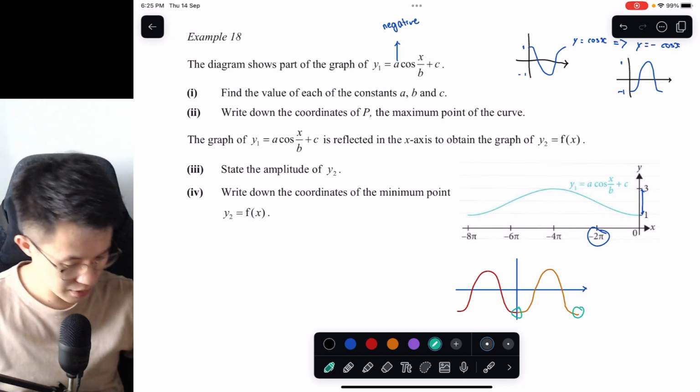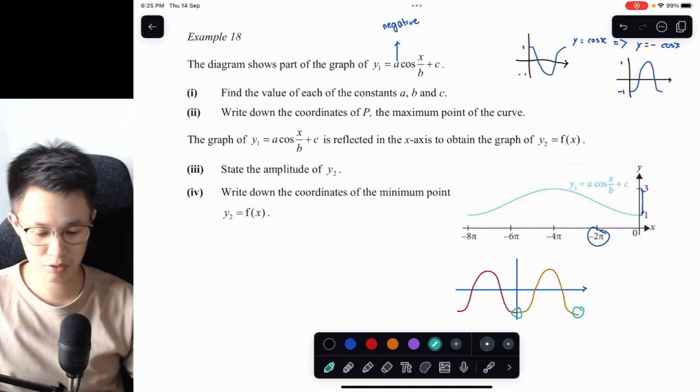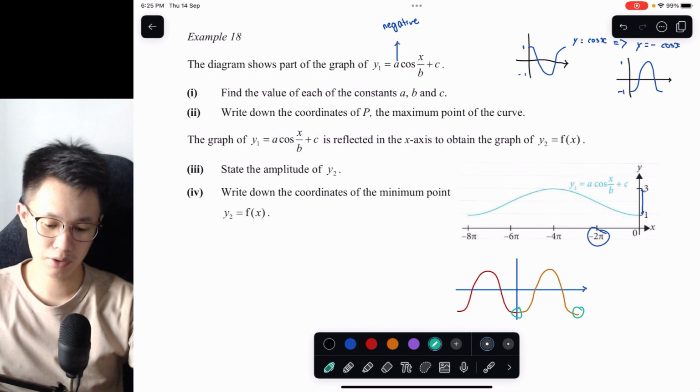So I'm not going to write the answers down for this. Maybe you can give it a try, see how you want to address this question. So that's about it for cosine function.